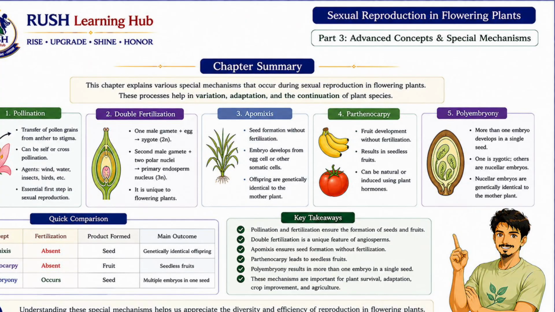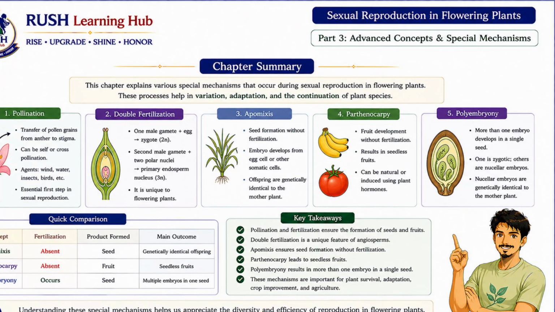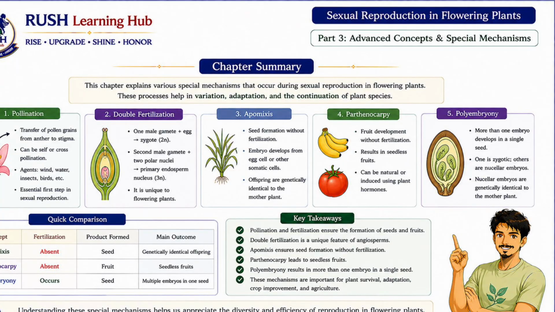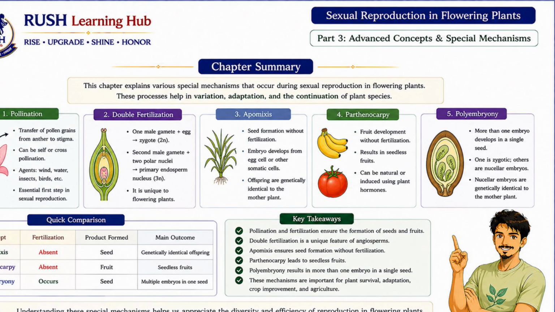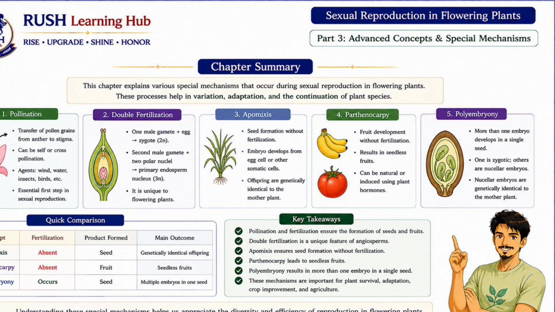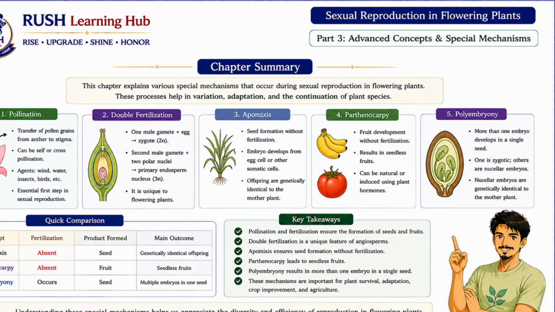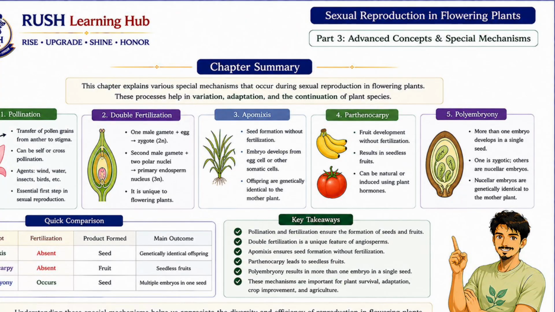Next, we learned about pollination, which is the transfer of pollen grains from the anther to the stigma. Pollination may occur through various agents such as wind, water, insects, birds, and other animals. After pollination, pollen-pistil interaction takes place. During this process, compatible pollen grains germinate on the stigma and produce a pollen tube that carries male gametes to the embryo sac. We also studied the unique phenomenon of double fertilization, which is a characteristic feature of flowering plants.